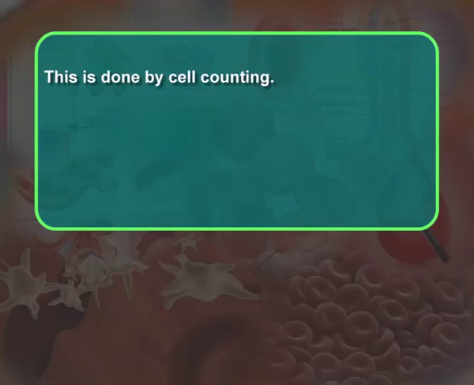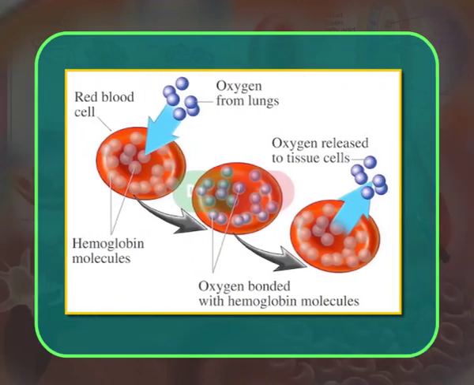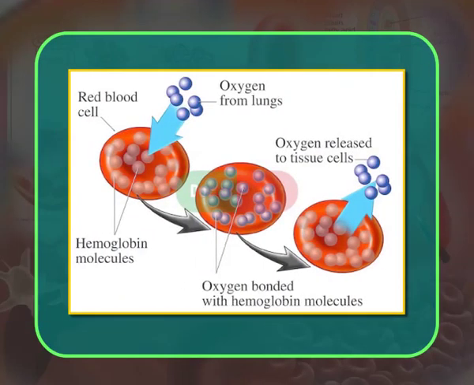Now, how do we determine the number of RBCs in an individual? This is done by cell counting. For counting the number of RBCs, a special slide known as the Neubauer's chamber is used, on which blood cells are counted on two square shaped ruled areas. One of these two areas is zoomed in for better understanding in this figure. We put a cover slip on the center and then we put a small drop of blood on the slide, which seeps in between the slide and the cover slip.